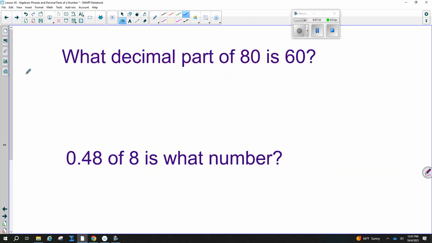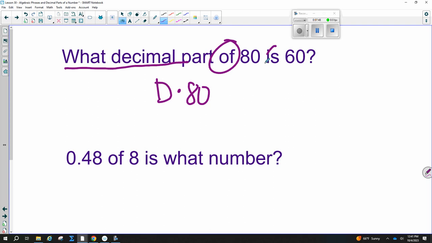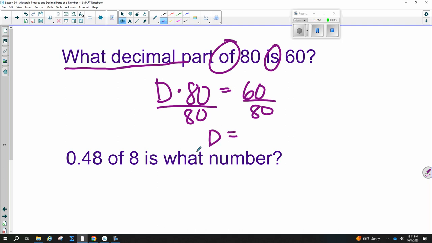All right, what decimal part of 80 is 60? So for what decimal, we will put D, okay? These go in order, just like before. Of means what? Okay, and then we write 80. Is means what? Okay, great. And then we divide to solve for D right here. And this one's nice because 6 over 8 is 3/4, which is 0.75. It does say what decimal, so make it a decimal, okay?